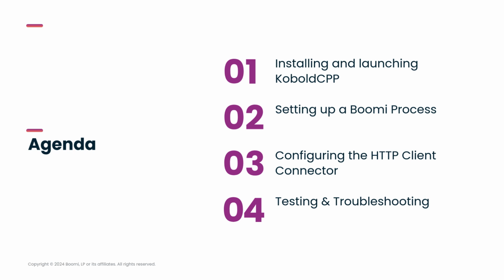Here's what we'll cover today. First, we'll install and launch Cobalt CPP. Next, we'll set up the Boomi process and configure the message shape. Then we'll configure the HTTP client connector and operation settings. Finally, we'll run a test and troubleshoot any potential issues.